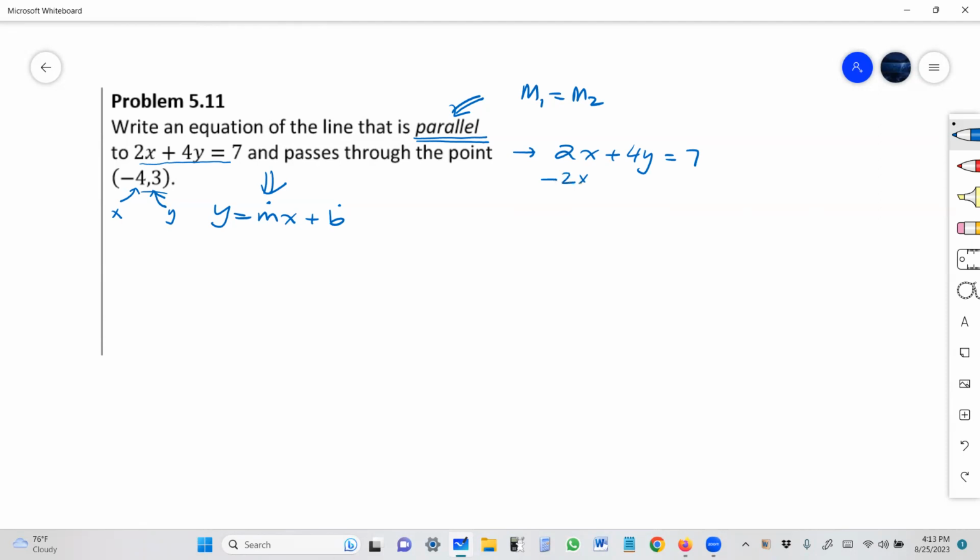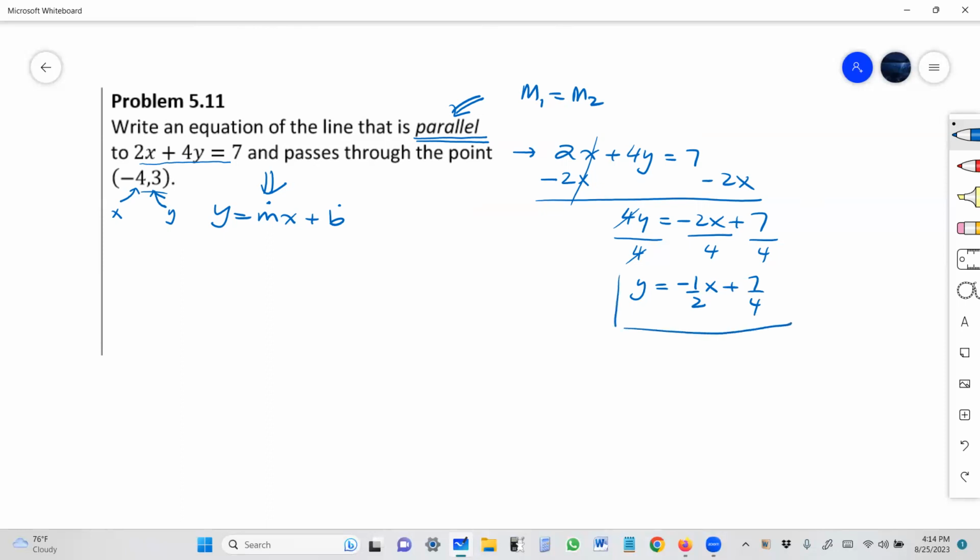To do that, I'm going to subtract 2x on both sides. And I am going to divide everything by 4. These two 4's cancel. Simplify this fraction: y = -1/2 x + 7/4. Now, notice that this equation here is not the equation that we want. This is the same equation that you were given right here. But the advantage of this format is now I can see the slope.